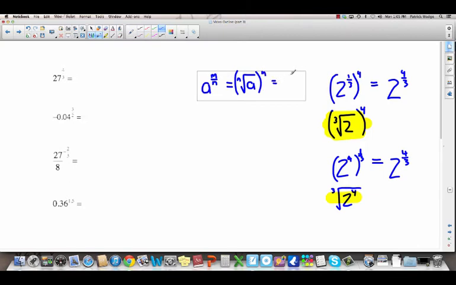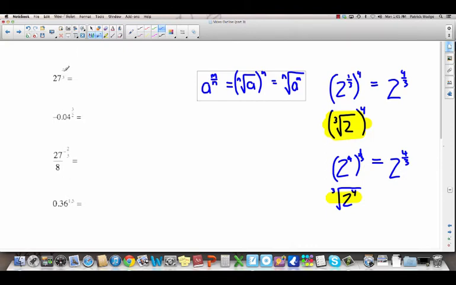Or the other way you could think of it is, it's equal to the nth root of a to the m power. In this one, you do the m power first and then take the nth root. In this one, you take the nth root first, then do the m power. It doesn't make a difference. All right, let's try this.